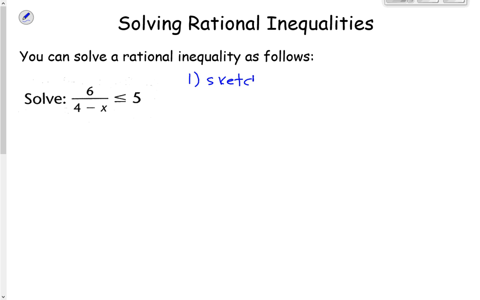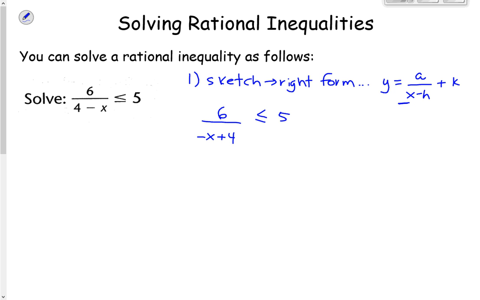Now if you want to sketch, you need the right form. Right now it's not in the right form, because remember the right form is a over x minus h plus k, and you realize here your x is positive, so we're going to change it into the right form. Right now you have 6 over 4 minus x. I'm just going to switch this like this, smaller or equal to 5.